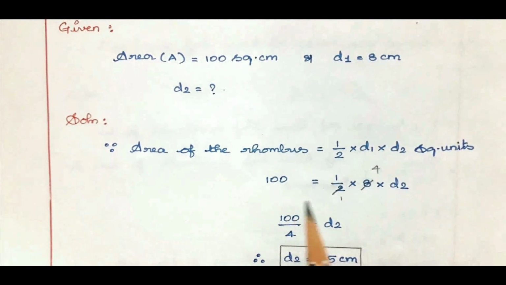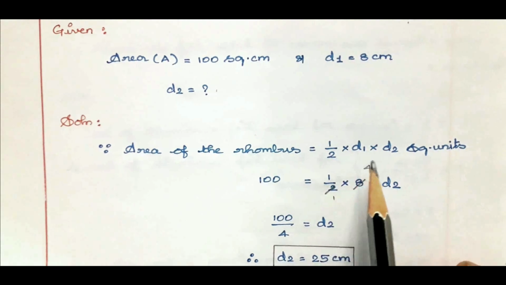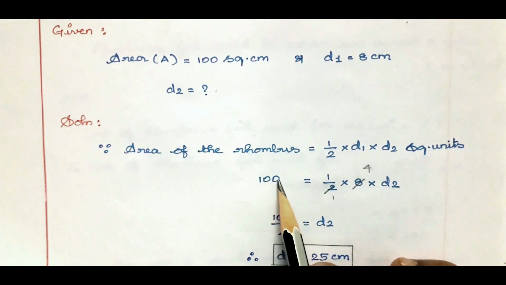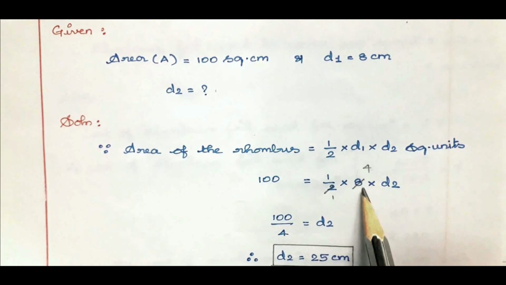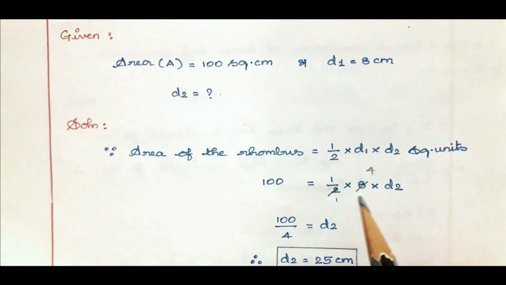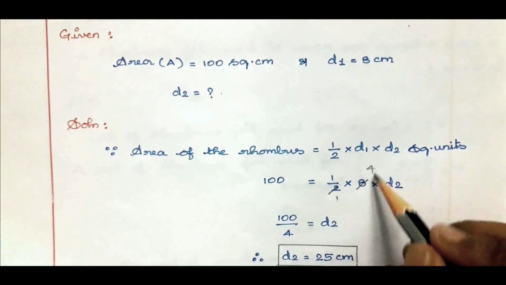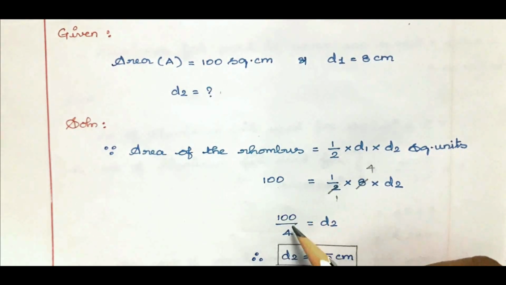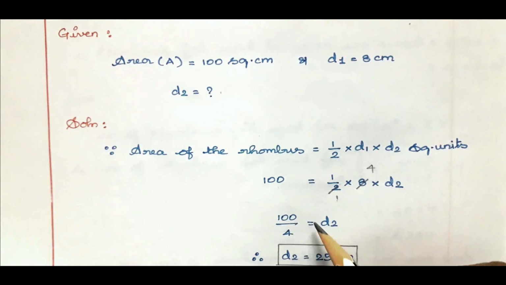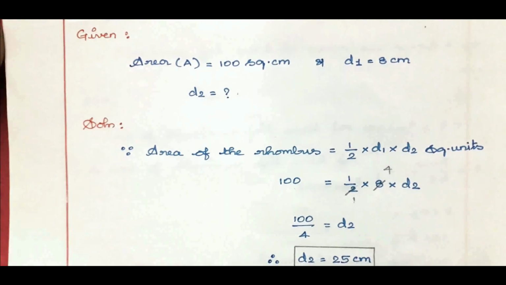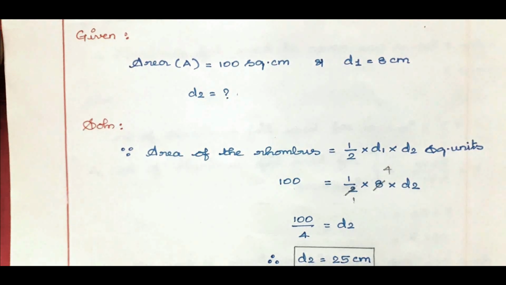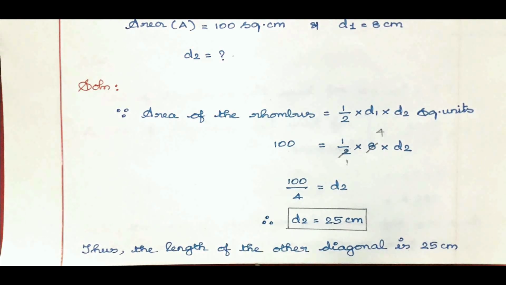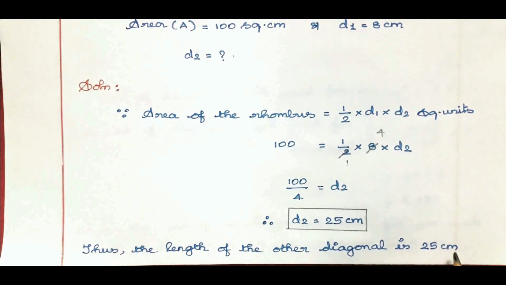Clear? Solution: area of the rhombus is equal to half into d1 into d2 square units. Since we know the area, we will substitute it as 100, half as it is, d1 is 8 and d2 as it is. Okay, now solve it. On the right side 1 2 is 2, 4 2s are 8. Okay, so 100 is here. When you take this 4 to the other side, it becomes division. So 100 by 4 is equal to d2. Therefore d2 is equal to 25 centimeter. Thus the length of the other diagonal is 25 centimeter.